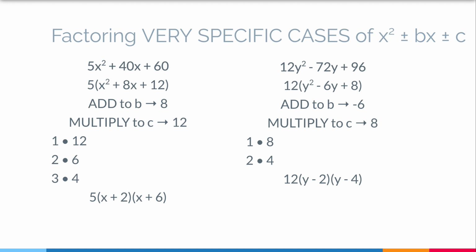When b is negative and c is positive, you know it's going to be a double y minus times y minus. So we have 12 times the quantity y minus 2 times the quantity y minus 4. When we redistribute the 12, we get 12y minus 24, and then we distribute that into the y minus 4, and we get back to 12y squared minus 72y plus 96. So this only works if a, b, and c are all divisible by a. In future lessons we'll talk about what to do when a is not a factor of b and c.